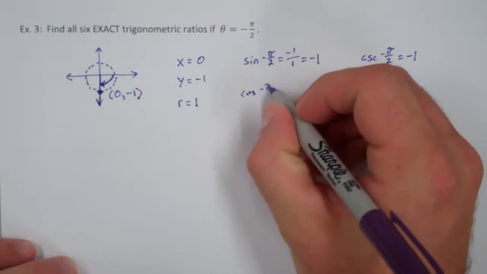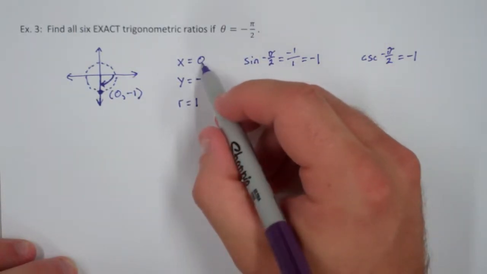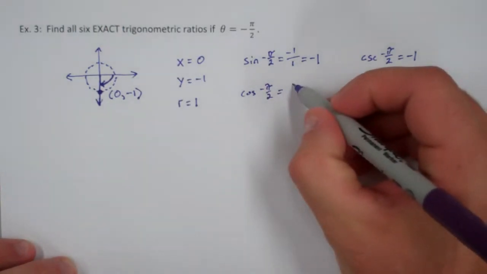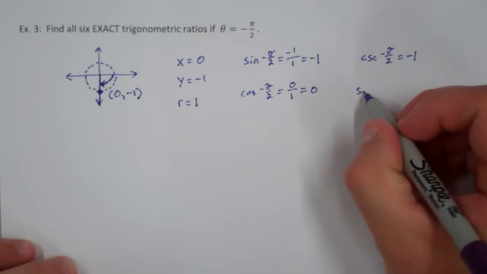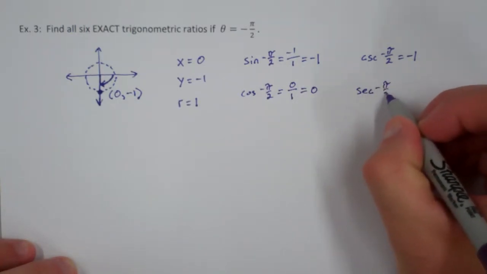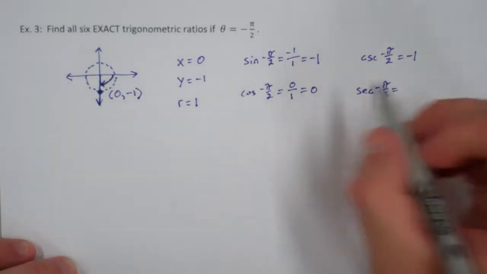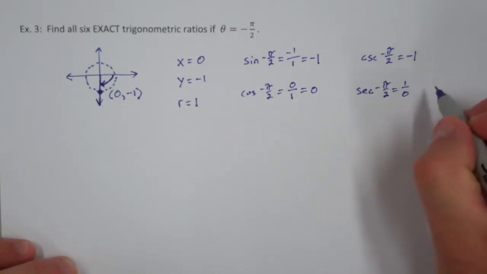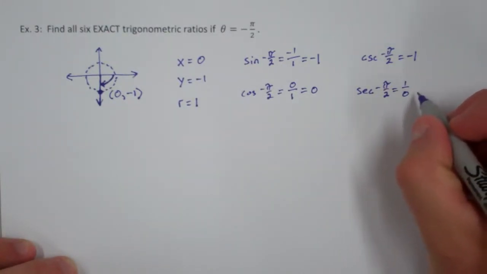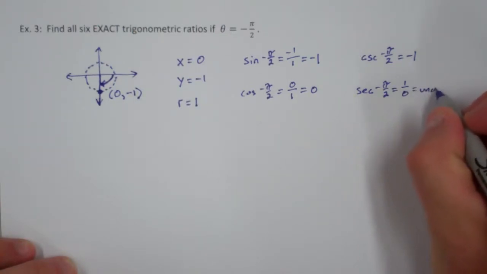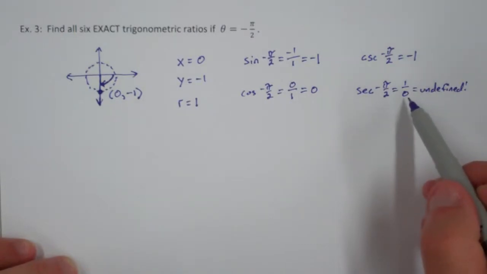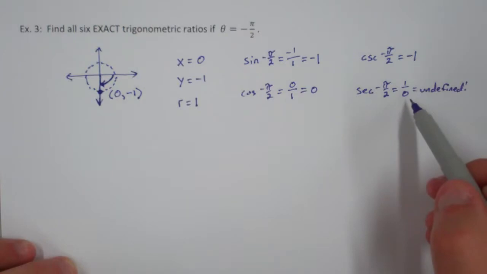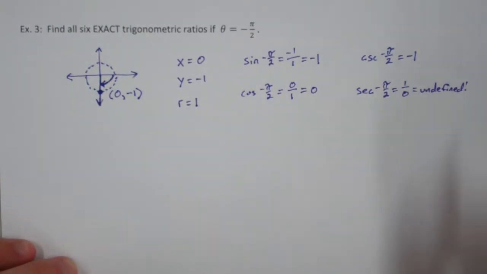The cosine of negative pi over 2 will be x, which is 0, over r, which is 1. And that's just 0. The secant of negative pi over 2 is the reciprocal, 1 divided by 0, and we call this undefined. So we could say that that is undefined. Can't divide by 0. You can't split something up into no groups. That's what that would mean. And in more ways than one, this just doesn't work.